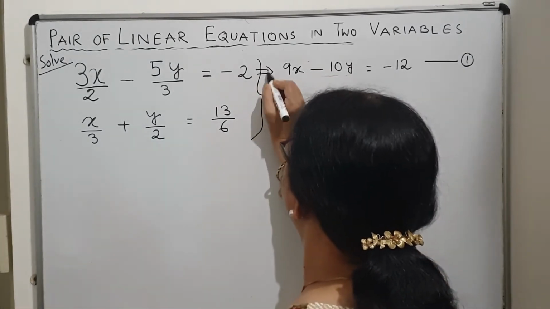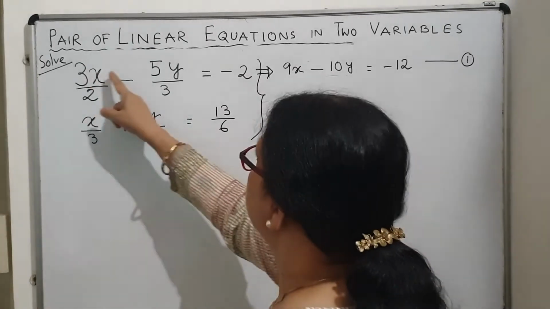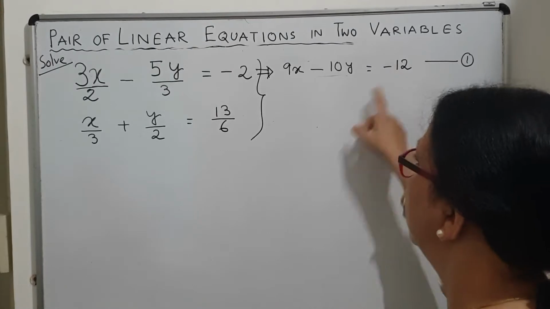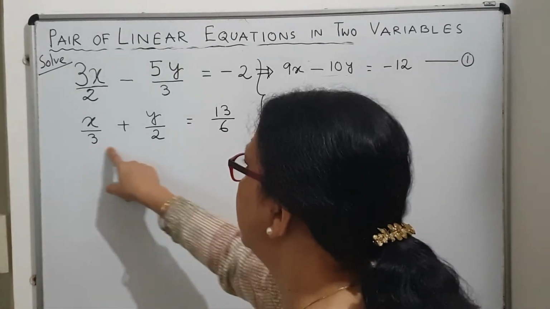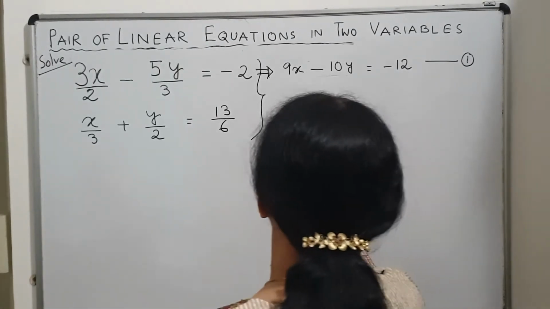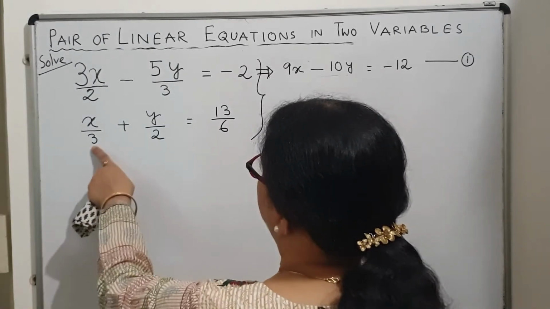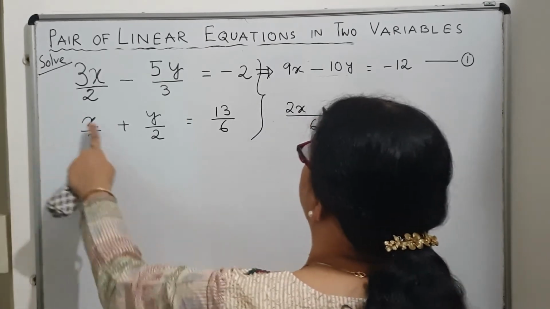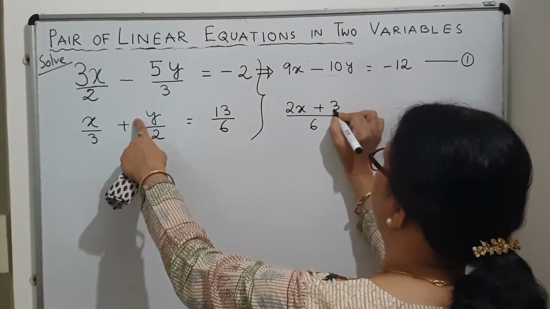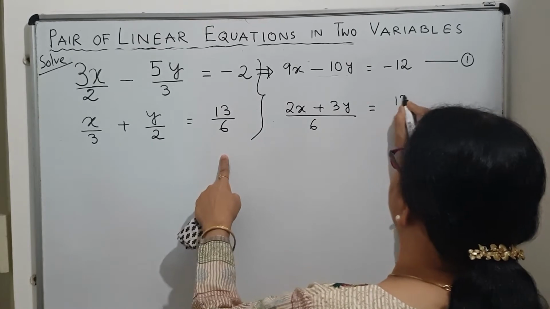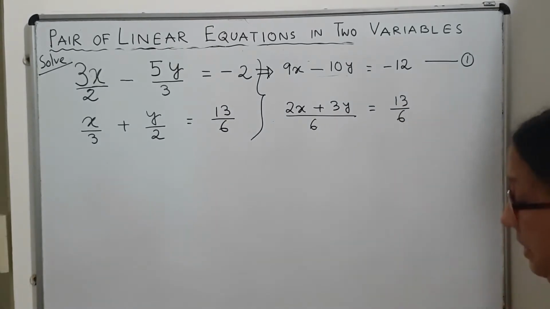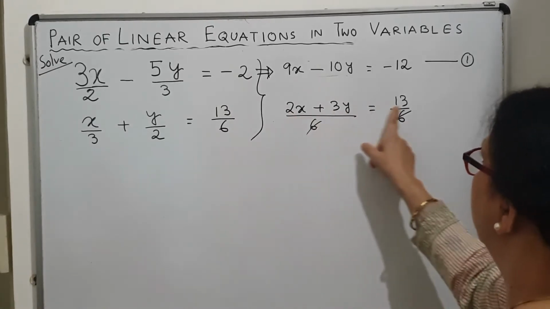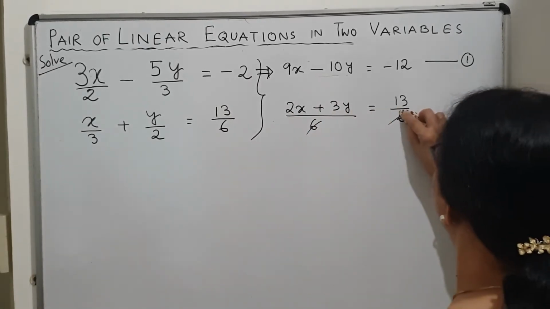So this equation is converted into a form where the coefficients are integral. And similarly, this one also I can convert. LCM of 3 and 2 is 6. 2 into x, 2x plus 3 into y, 3y is equal to 13 upon 6. Now this 6 is getting cancelled. So the second equation is 2x plus 3y is 13.